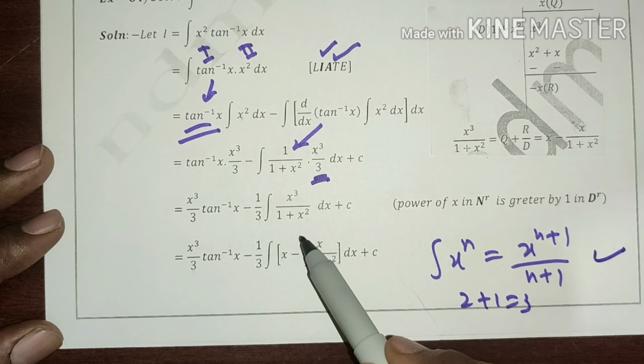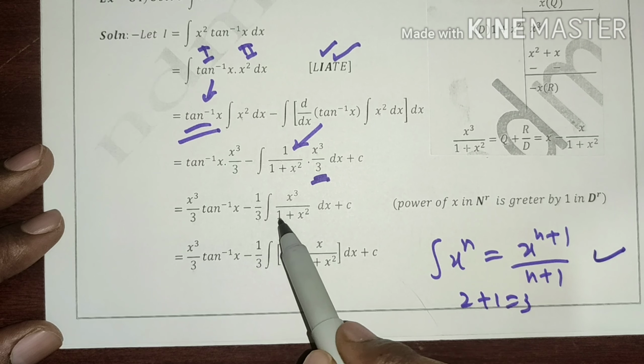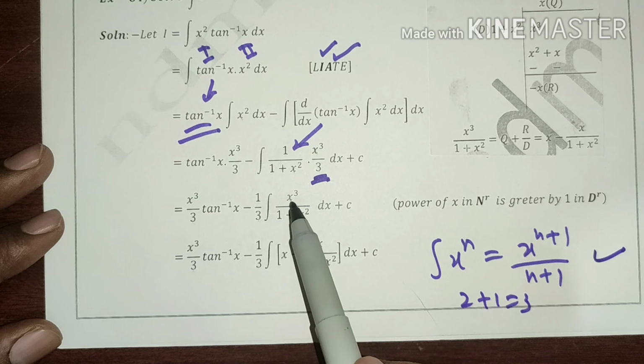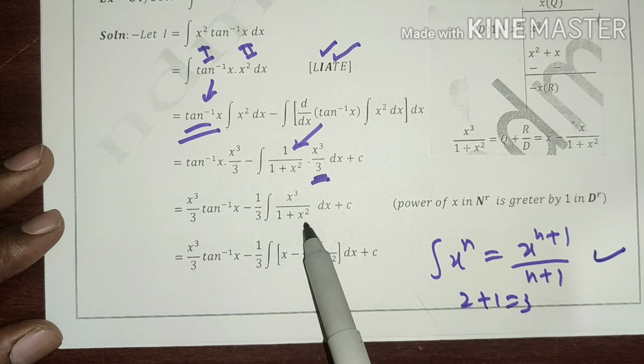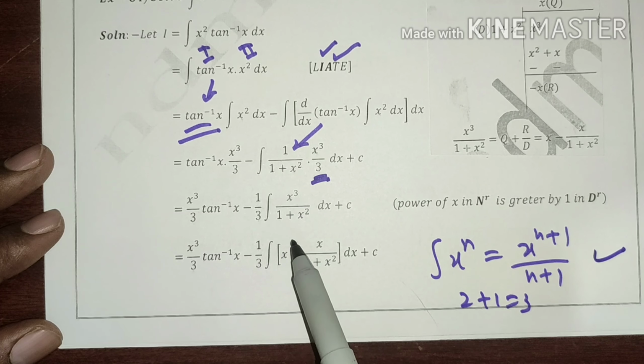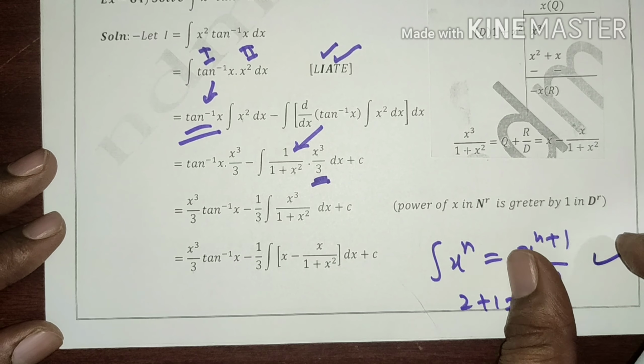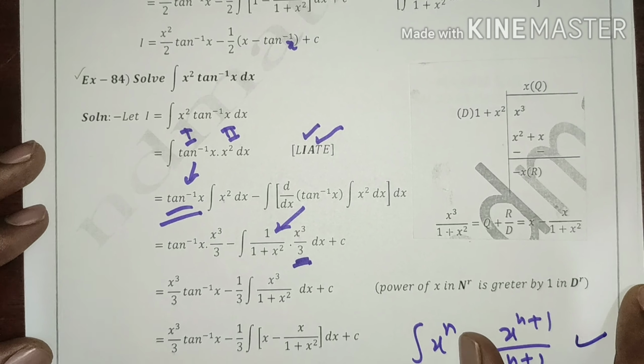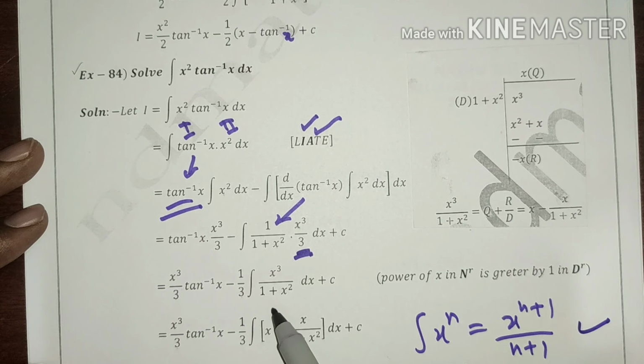But here the situation is different from the previous example. Here the power of x cube in the numerator is greater than the denominator, so this is an improper fraction. We use this method for solving this.